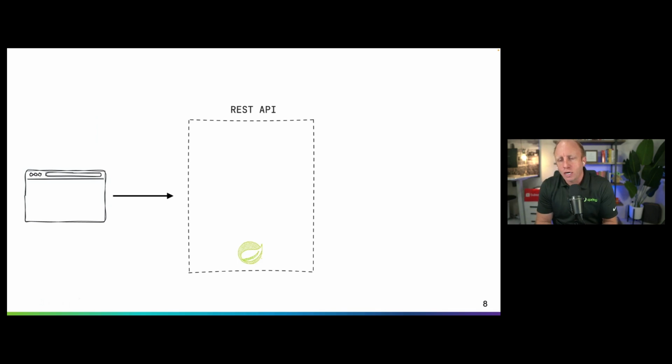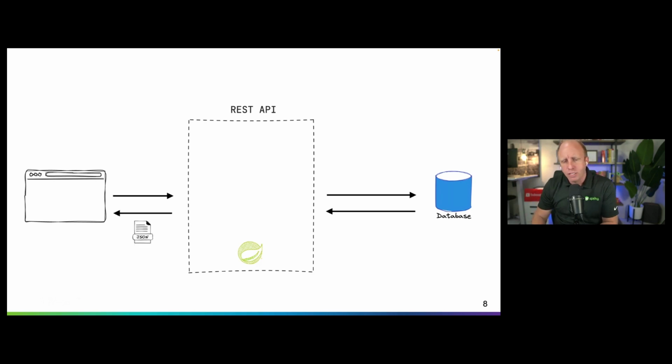So let's talk about what might be going on currently in our system. We have a client application that is going to make a call to our Spring Boot, Spring MVC application, which has a bunch of REST APIs. It's talking to a database. It's going to return data in some format, in our case, JSON, right? So it's our typical flow.